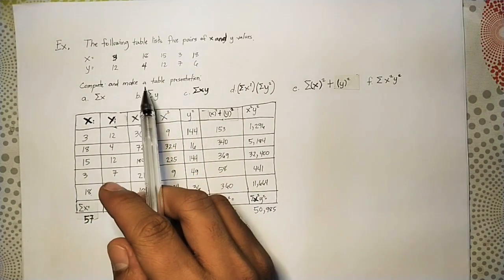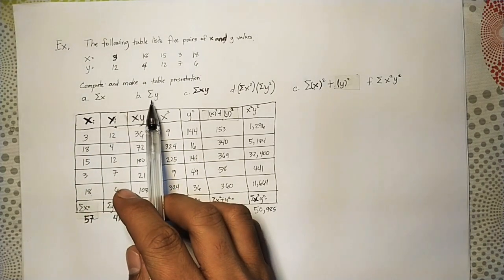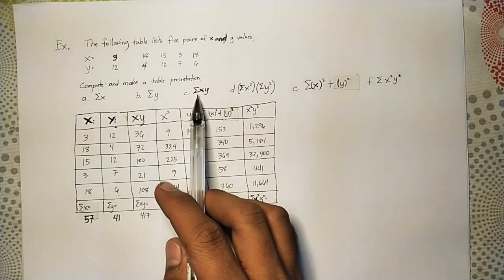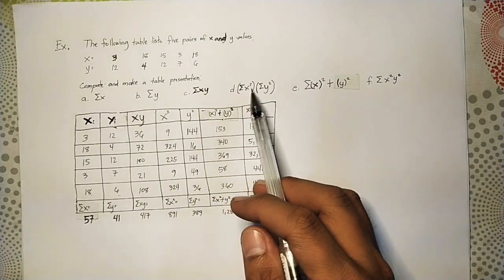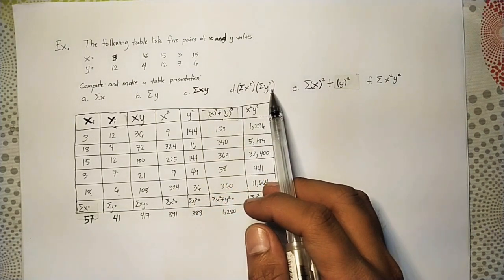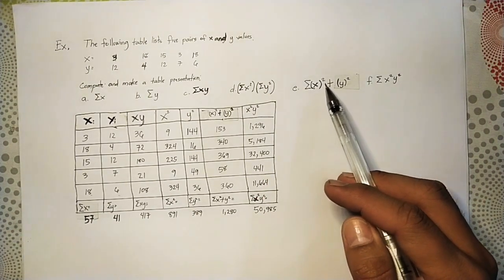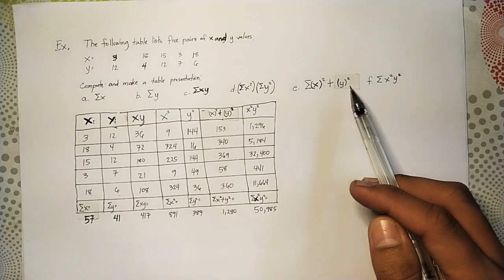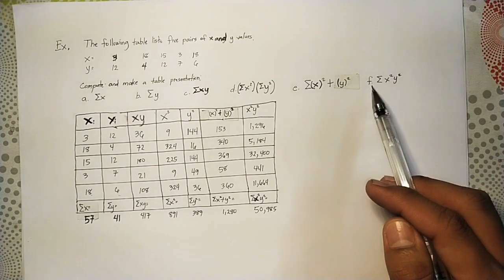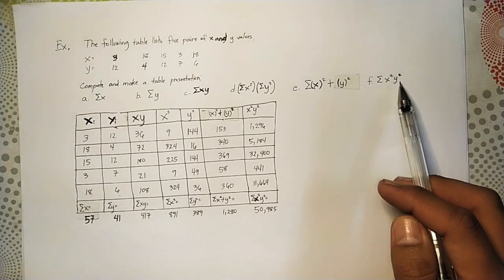So, compute and make a table presentation of letter A, summation of x, and letter B, summation of y, letter C, summation of x times y, letter D is summation of x squared times summation of y squared, and letter E, summation of each value of x squared plus each value of y squared, and lastly, summation of x squared times y squared.